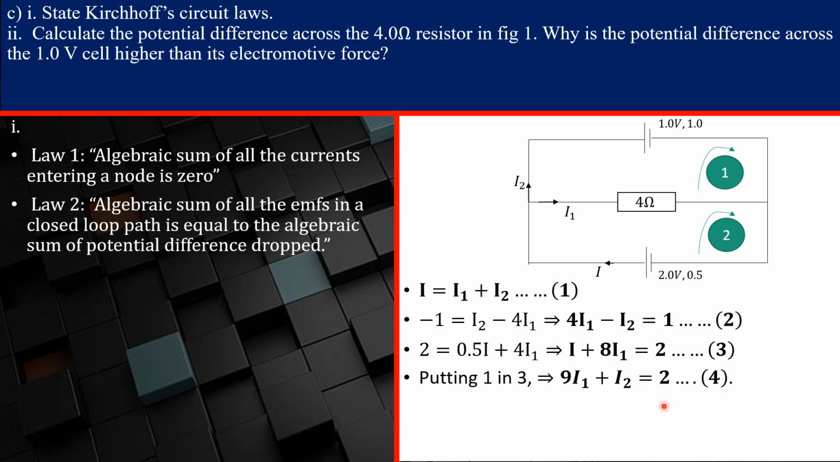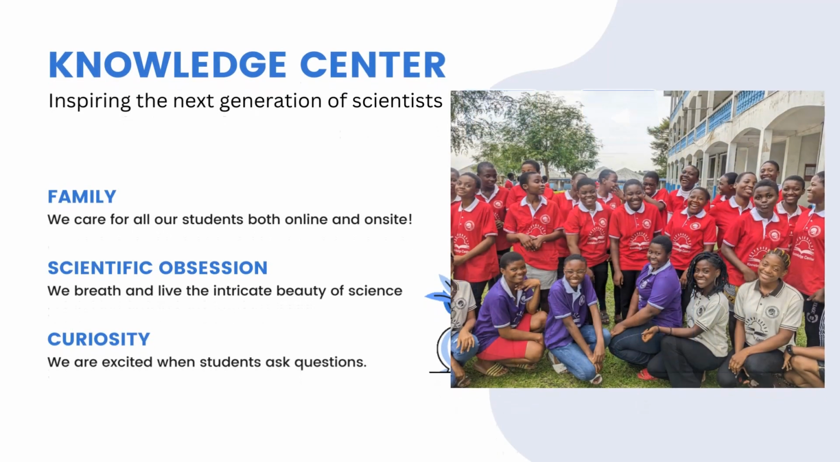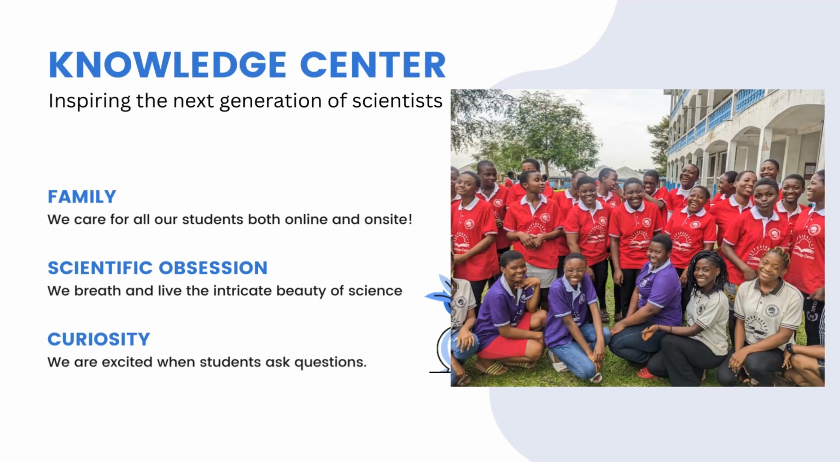If we simplify, you just solve, and you get that I1 is 0.23 amperes. So if I1 is 0.23 amperes, our V across the 4 ohm resistor is basically I1 times R, which is 0.23 times 4, which is 0.92 volts.